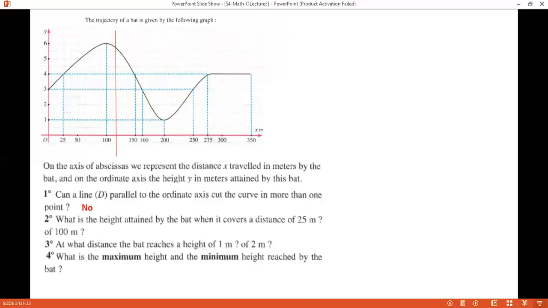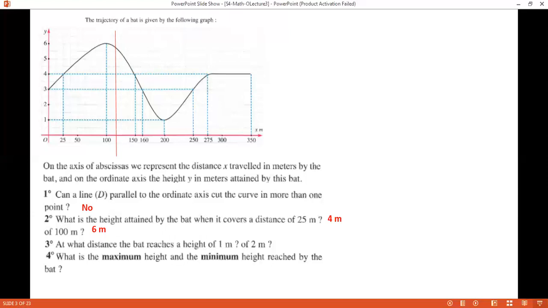Let us pick from the graph the height attained by the bat when it covers a distance of 25 meters. So for x equals 25, what's the y? The y is 4 meters. Now, if the x is 100 meters, what's the y? It's 6 meters.